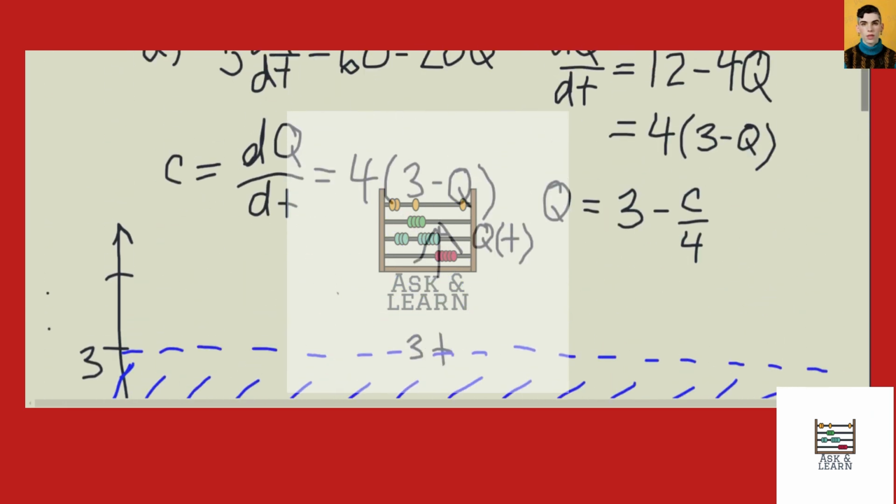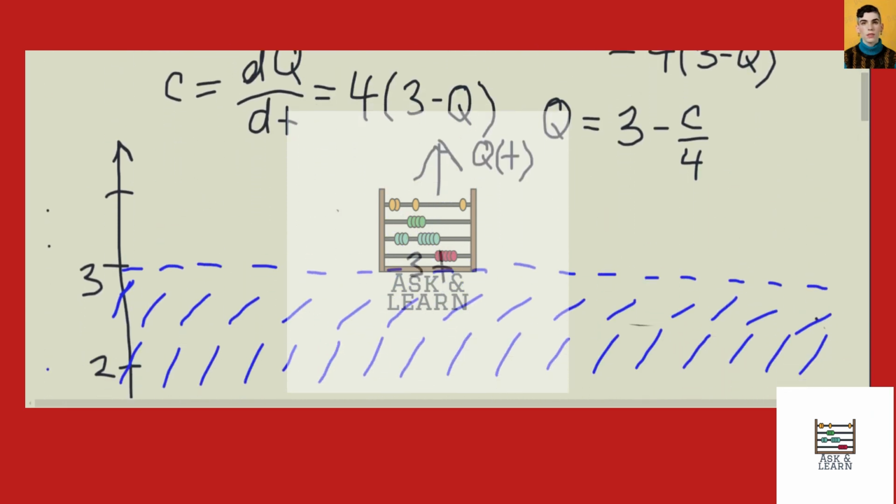And we see that if C is less than 0, so that we have negative slopes, Q is going to be greater than 3. So in particular, if Q is equal to 4, then we'll have a slope of negative 4, so already pretty steep.